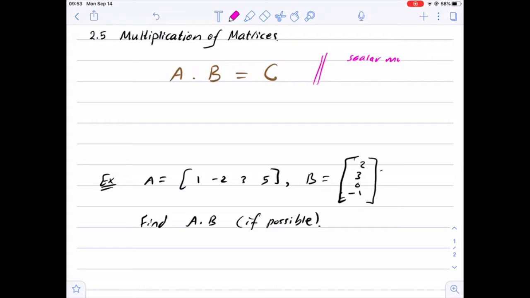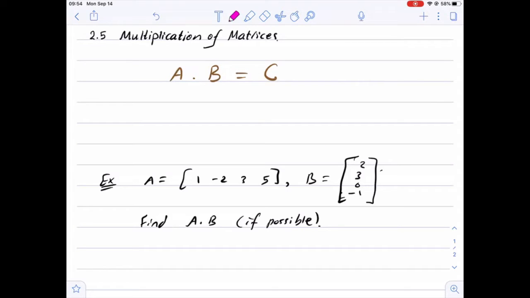For scalar multiplication, we multiply a matrix by a number. For example, the number 5 is multiplied by the matrix 1, 2, 3, 4. Now, how to multiply a scalar? A scalar is a number. So if we multiply a scalar by a matrix, that means we multiply each element of the matrix by that number, and we get, for example, here 5, 10, 15, and 20.